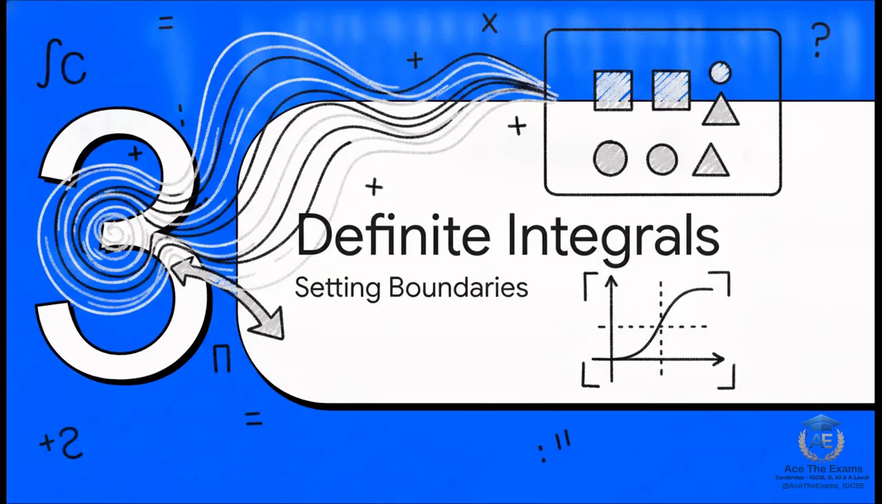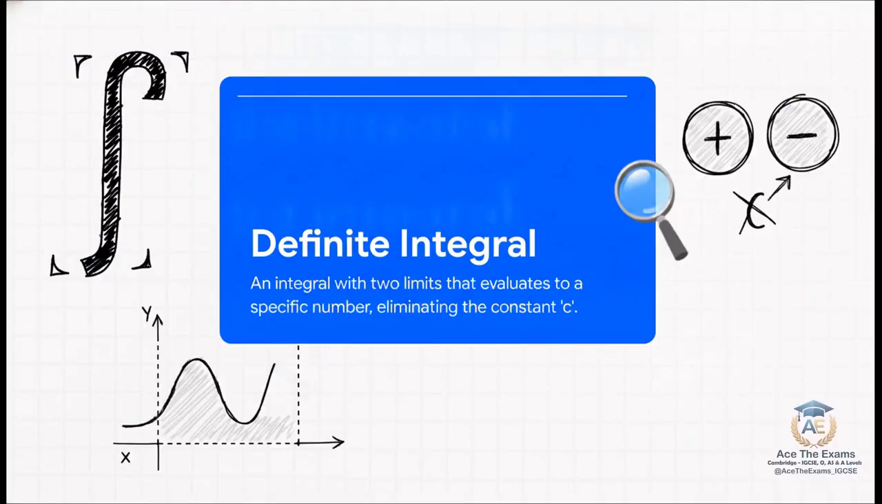Moving on to section 3, the definite integral, setting the boundaries. Enter the definite integral. Unlike the indefinite integrals we just looked at, which leave us with an equation and a mysterious constant, a definite integral actually has boundaries. It has an upper limit and a lower limit, which you'll usually see written at the top and bottom of that little integration symbol. Because we're looking at a specific interval, the math evaluates to a concrete, specific numerical value.